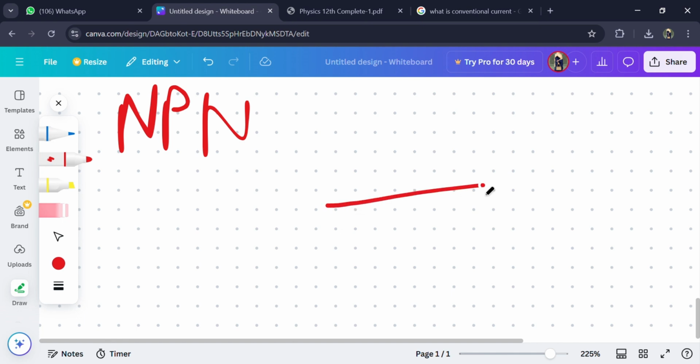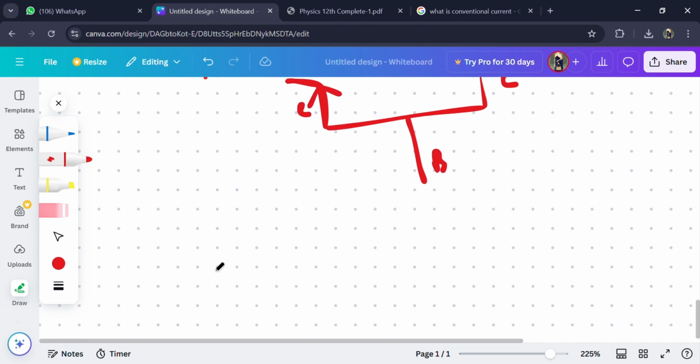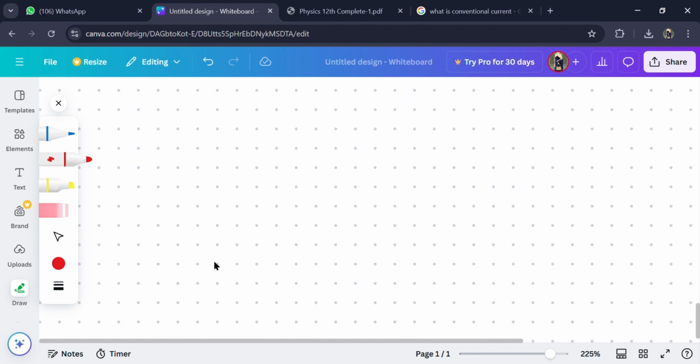We all know the symbol of the NPN junction. Here, this is the base, while we have two lines going out. This one is the emitter, this one is the collector, and we have an arrow going outwards in the case of the NPN junction. So this is the symbol of the NPN transistor. Let's draw this out.